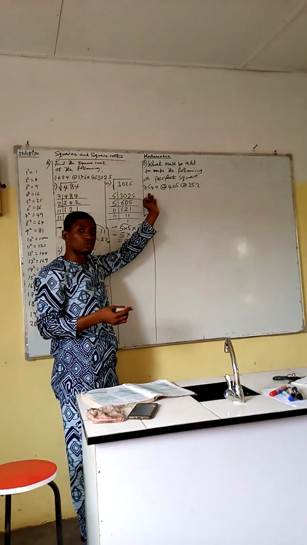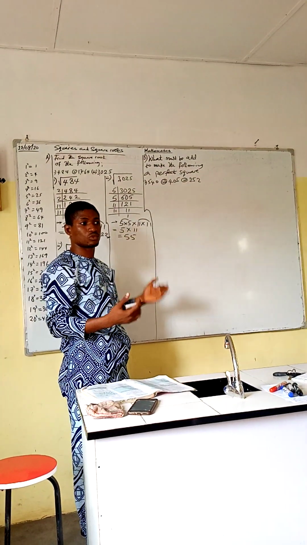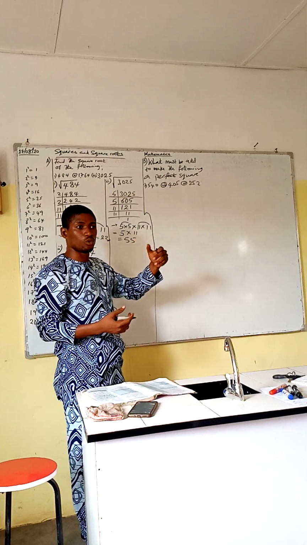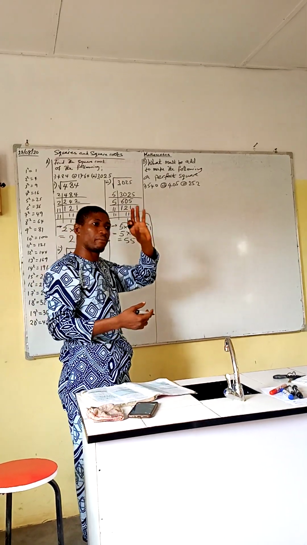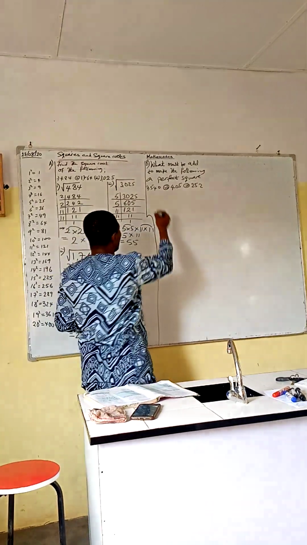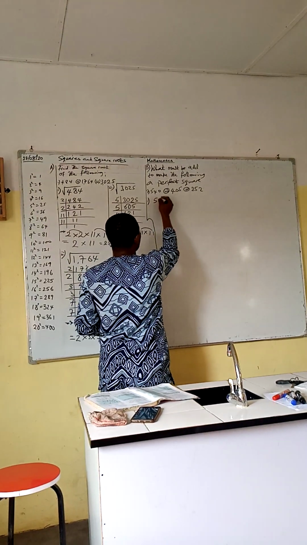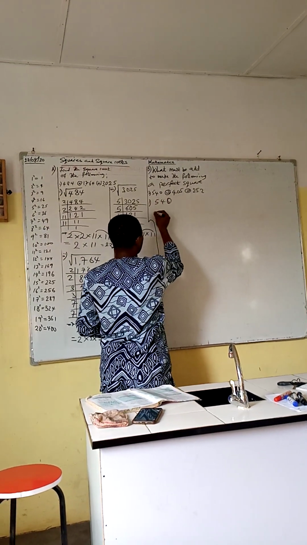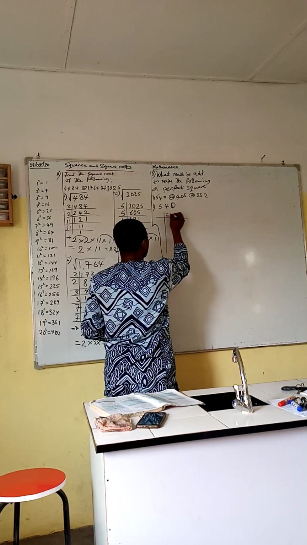Now let's run. What must be added? Is 540 a perfect square? If you punch it in your calculator, it's not a perfect square, it gives you decimals. So we want to look for the value that is missing or can be multiplied to make it a perfect square. So take the first one and find the factors of it. Let's find the factors of 540.